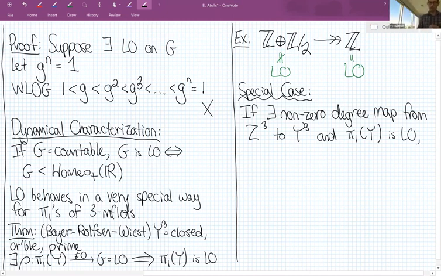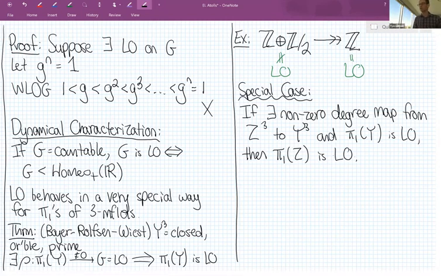Well, then we have a homomorphism from the fundamental group of Z to the fundamental group of Y. And if it's a non-zero degree map, in other words, if it induces a non-trivial map on H3, then actually that map has to be non-zero on pi1. And so actually we get that pi1 of Z is left orderable as well. And so this left orderability gives you an obstruction to non-zero degree maps between spaces.